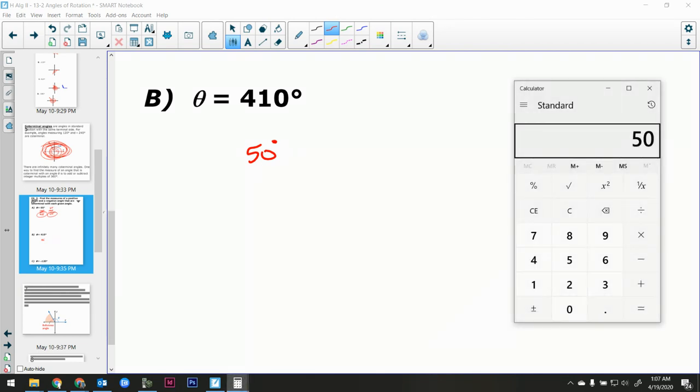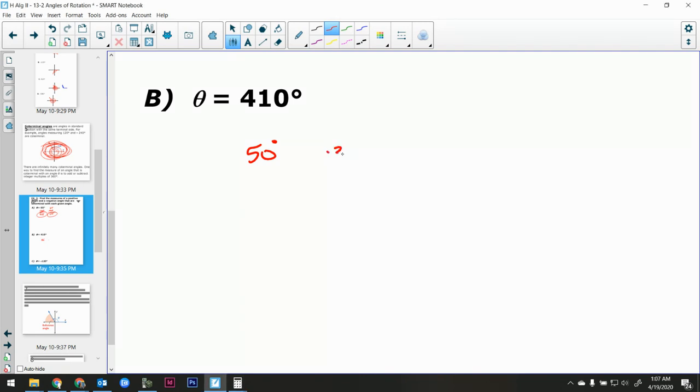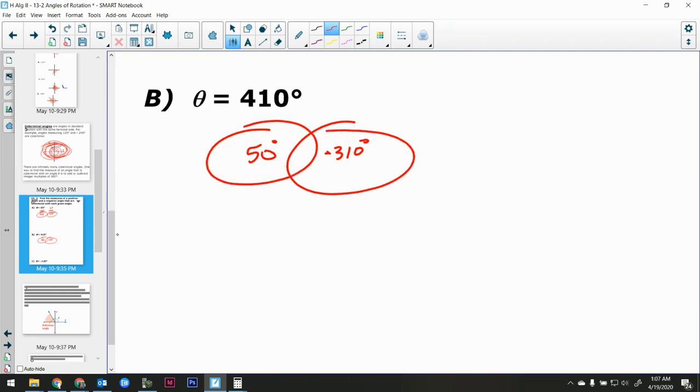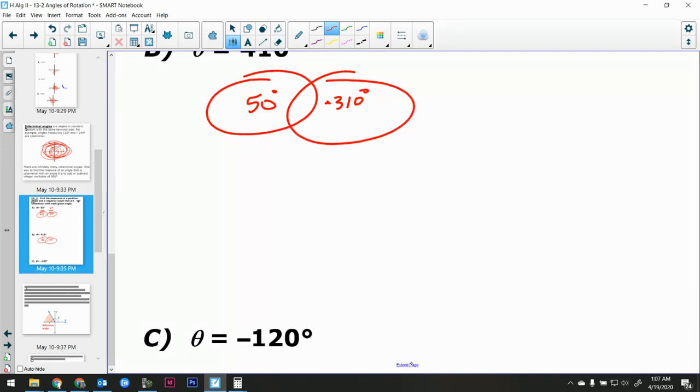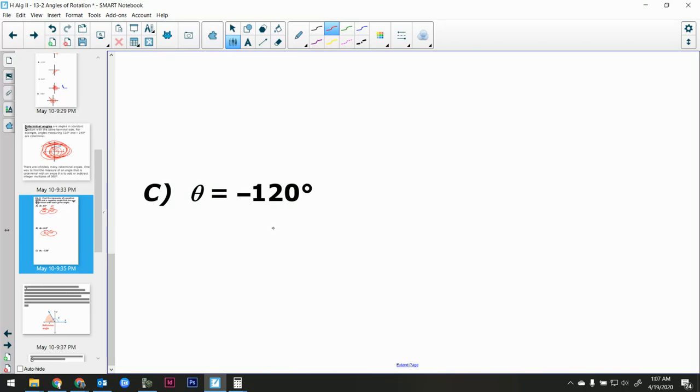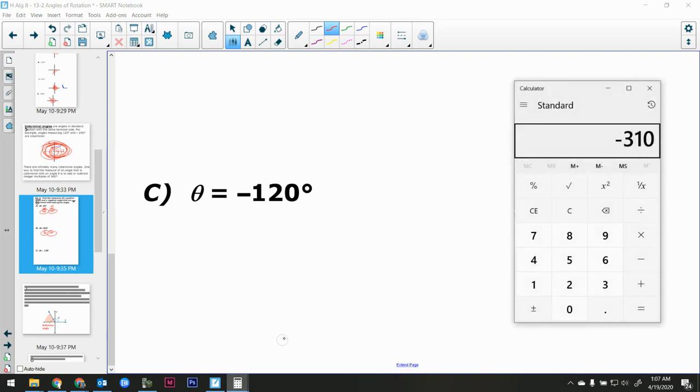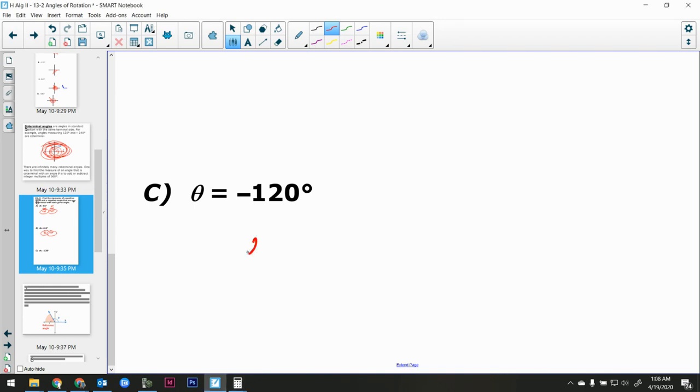Okay, so let's take 50, and then I'm going to subtract away 360, negative 310. That would be a negative coterminal angle. So those are the two coterminal angles, positive 50 and negative 310. Let's do one more. Okay, so I'm already given a negative angle. To find a positive coterminal angle, let's just add 360 to it. So we're at negative 120, and then I'm going to add 360, 240 degrees. So that's a positive coterminal angle.